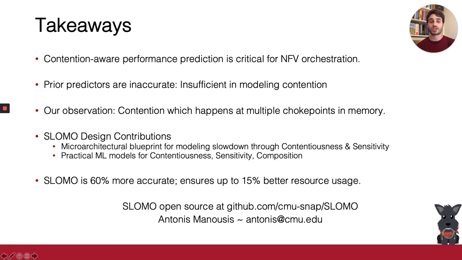SLOMO draws inspiration from a microarchitectural blueprint for modeling slowdown through contentiousness and sensitivity, and uses practical ML models to capture these properties of core-running NFs. SLOMO is more accurate than prior work, and ensures up to 15% better cluster resource utilization.